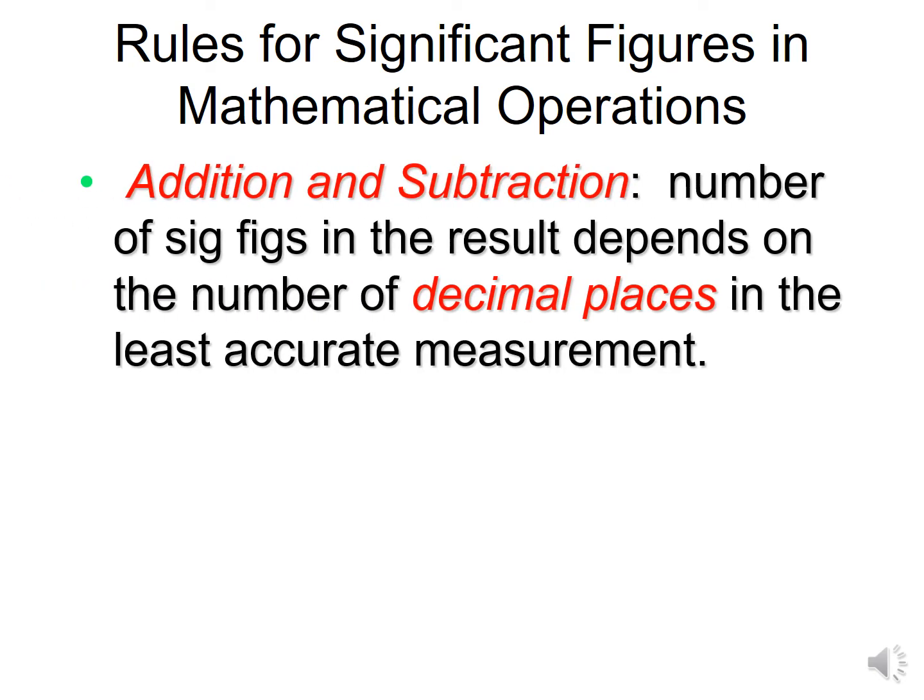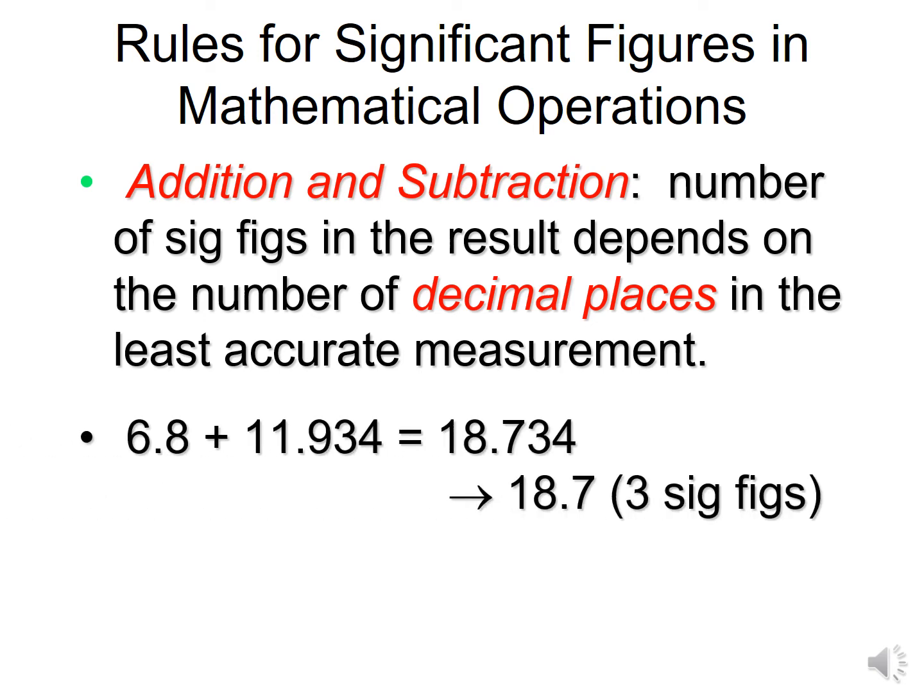For addition and subtraction, the number of significant figures in the result depends on the number of decimal places in the least accurate measurement. So if we look at this example here, we can see the first term has 1 decimal, while the second term has 3 decimals. So if we use a calculator to add these 2 numbers together, what we get is a number that has 3 decimals. This is because the calculator assumes that the missing decimals in the first term are all zeros. And mathematically that's quite correct. But in terms of significant figures, it isn't.